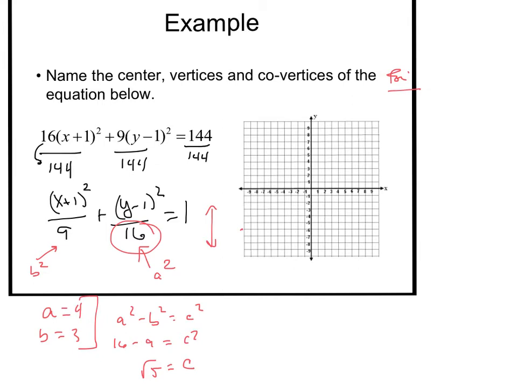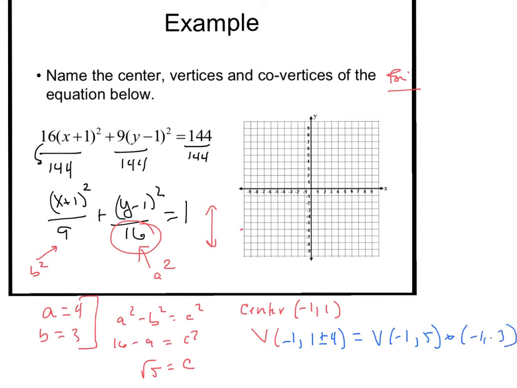So first things first, let's go ahead and identify the center. So the center is negative 1, 1. And if we want to look at a vertex, remember it's vertical, so that means our y is going to change. And the a value is 4, so from this 1 I'm going to add and subtract 4. So I'm going to have negative 1, then I'm going to do 1 plus or minus 4. That's going to create my new vertex. So my vertices end up being negative 1, 5, and negative 1, negative 3.